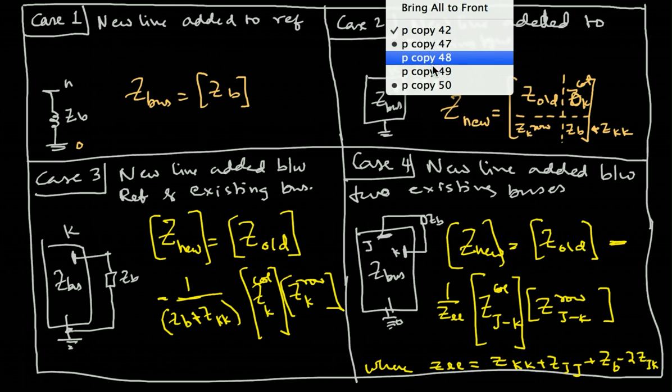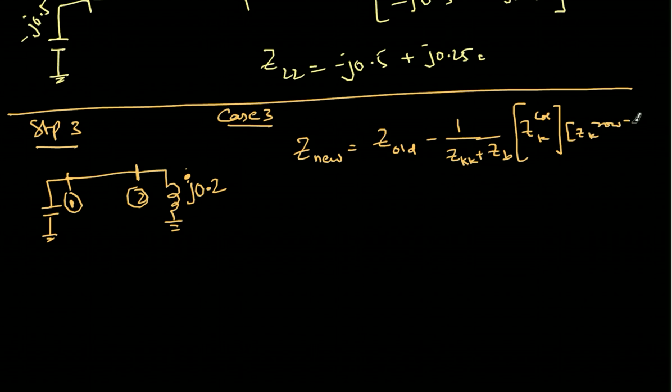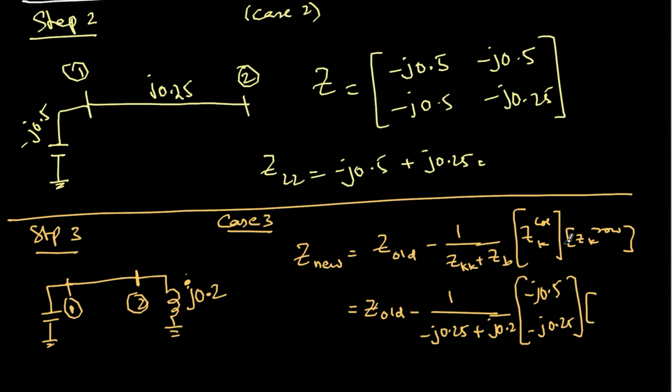Alright. So let's go back to our problem now. So Z new equals Z old minus 1 by ZKK plus ZB, multiplied by ZK column and then ZK row. So my old Z bus already I have it here. So 1 by, what is ZKK? That is minus J0.25 plus what is ZB? This one, the new element I am adding. Now kth column, that means the second column. So minus J0.5 minus J0.25 multiplied by second row. Second row will also be the same, 0.5 minus J0.25. That's it. So this is the calculation that I have to do to get the Z new.